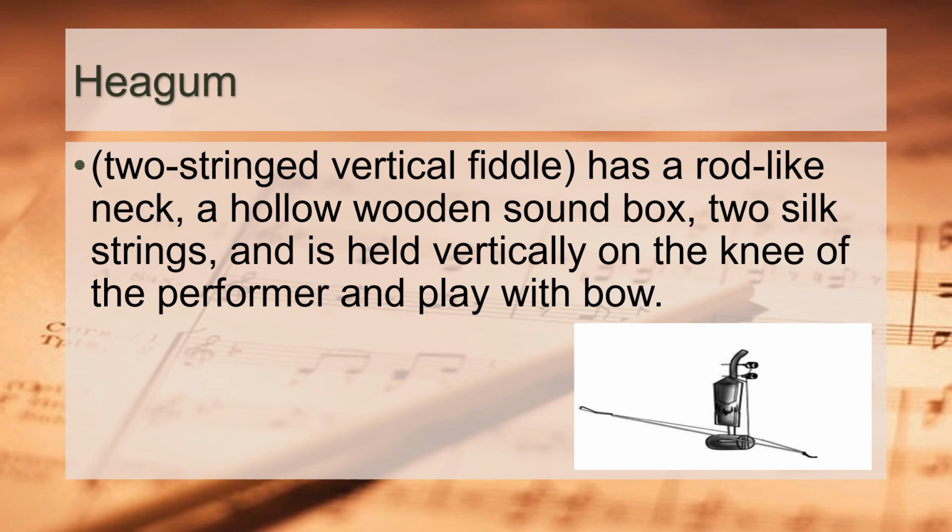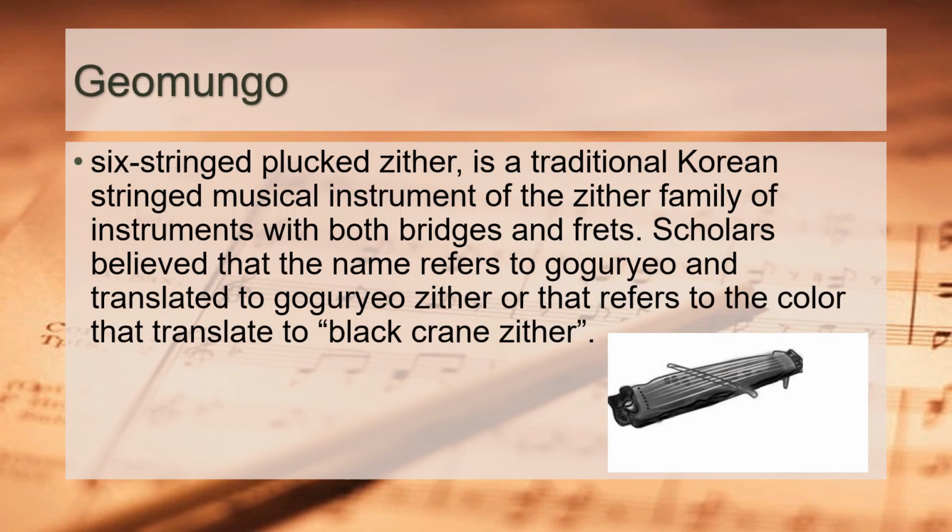Two-stringed vertical fiddle, ito naman ay tinatawag na haigom. So it has a rod-like neck, a hollow wooden soundbox, two silk strings, and is held vertically on the knee of the performer and played with a bow. We have Geomungo.